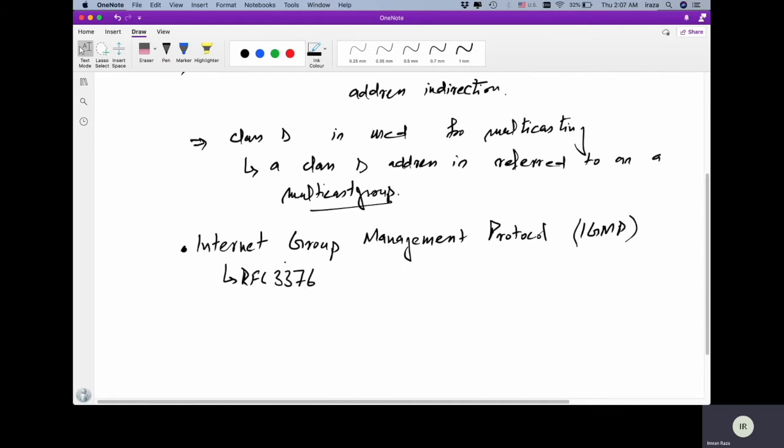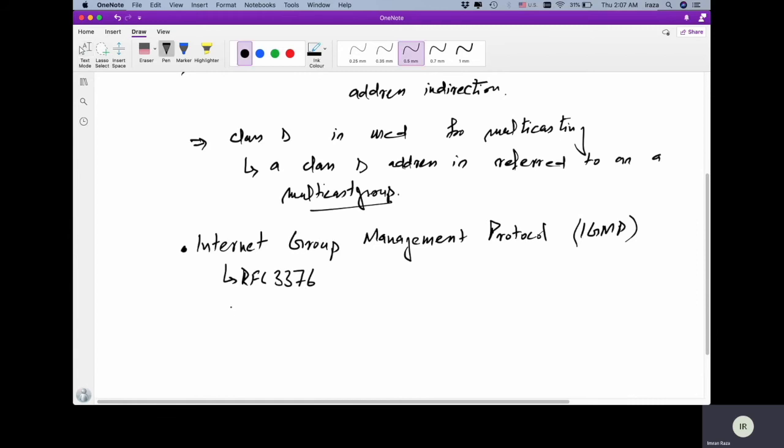At the moment we have Internet Group Management Protocol version 3 that operates between a host and its directly attached routers. IGMP has only three message types for its operations. And by the way, like ICMP, IGMP messages are carried within an IP datagram.